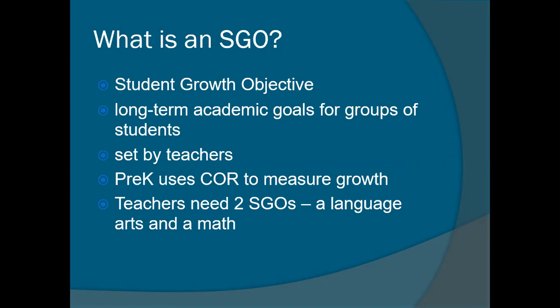So we're looking at where students are in the beginning of the school year, and we're choosing a goal for them to reach by the end of the school year. Teachers set their own SGOs. Pre-K uses CORE to measure student growth. And teachers need to complete two SGOs, one in language arts and one in math.